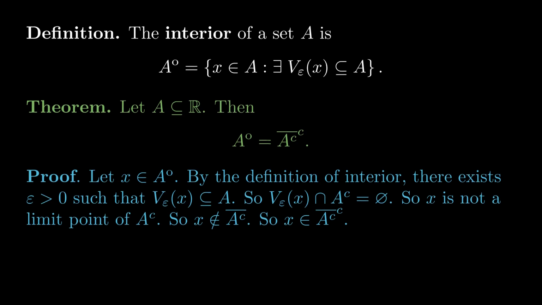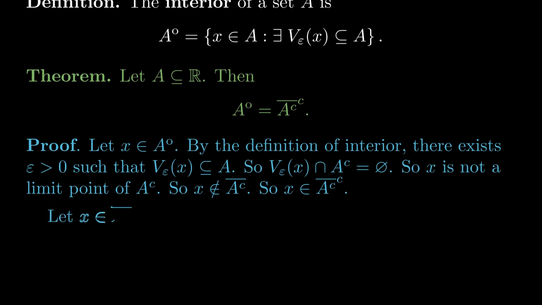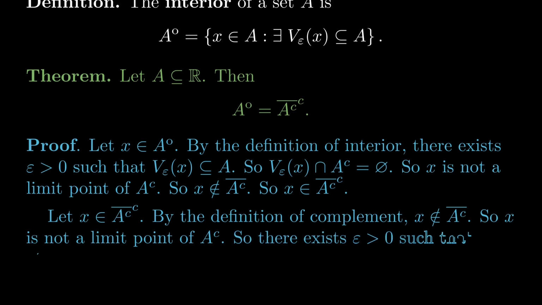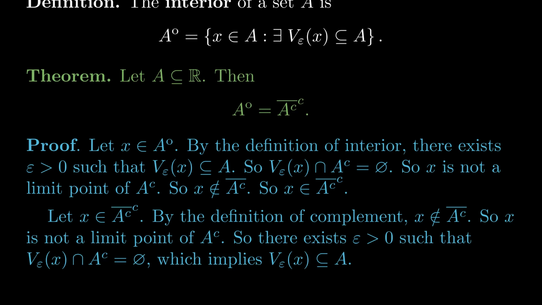And for the reverse inclusion, let's say that we have an element X in this other set on the right side, and we'll need to show that it lives in the interior of A. By the definition of complement, X is not an element of the closure of A complement. So X is not a limit point of A complement, which means there exists some epsilon greater than 0 such that the epsilon window around X does not meet A complement. So this specific epsilon window lives entirely in A, which means that X is in the interior of A. And this shows the reverse subset relationship, and so the two sets must be equal.